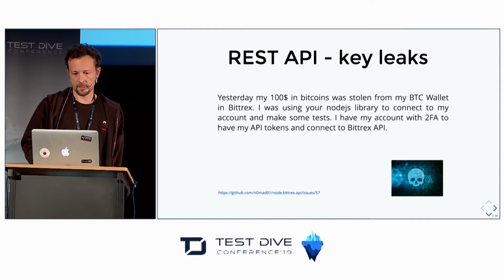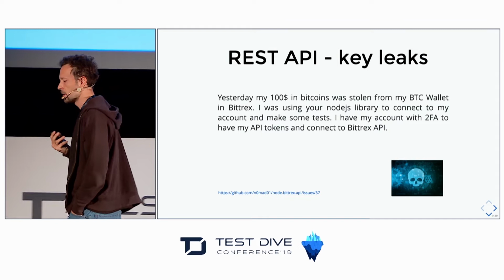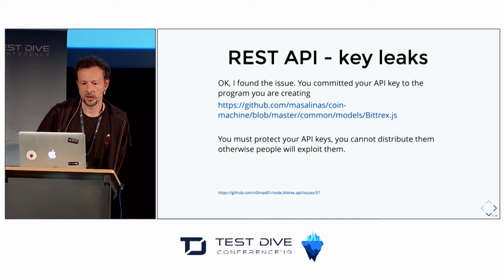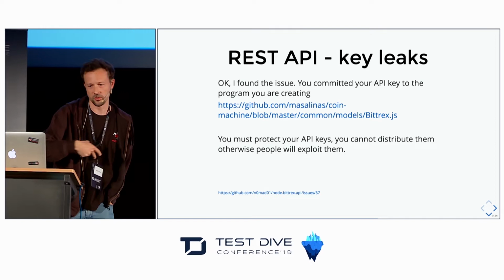All right, API key leaks. So here is one case, and someone is saying that, okay, I was trading cryptocurrency and someone stole 100 bucks from my account. What happened? So someone answers him, okay, we found the issue. You committed your API key to your public GitHub repository. So someone stole this key and just withdrew all your money.